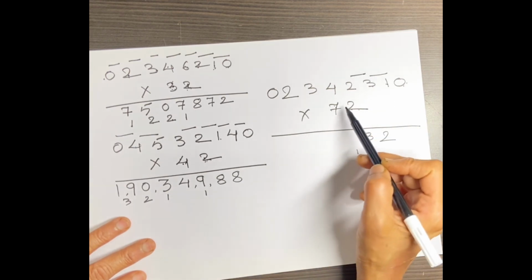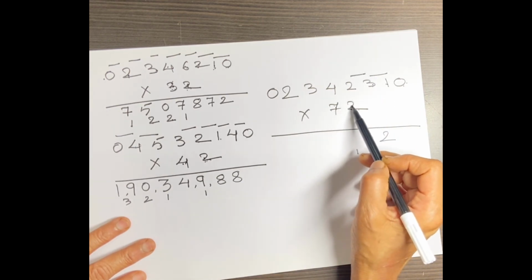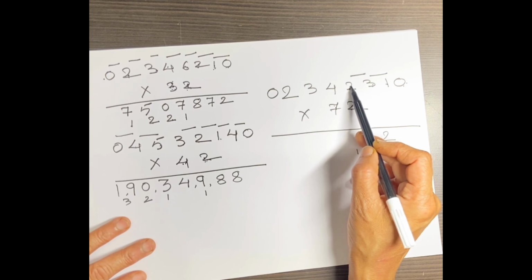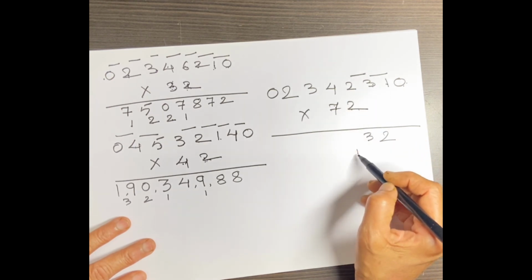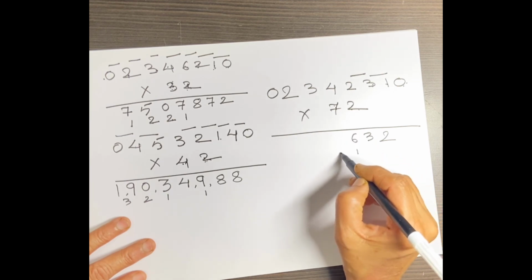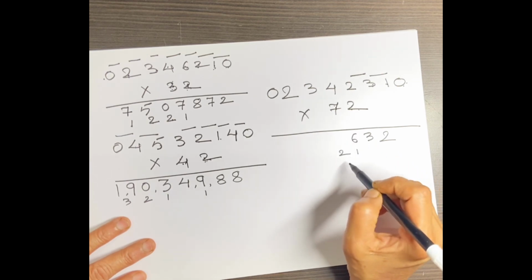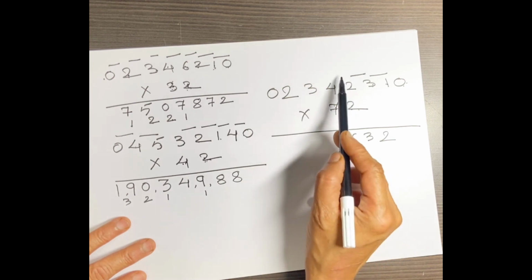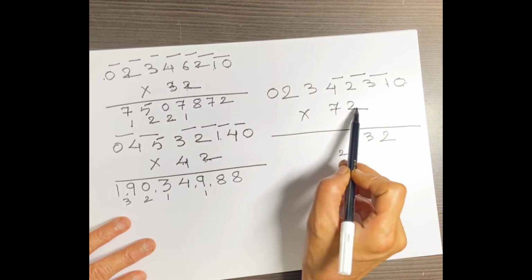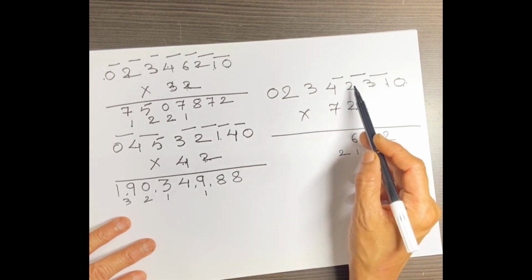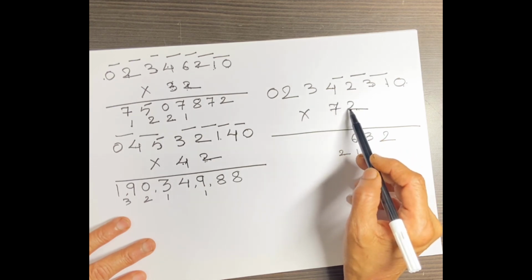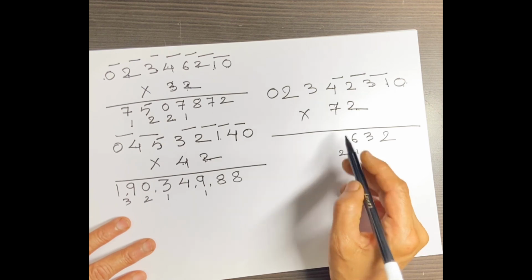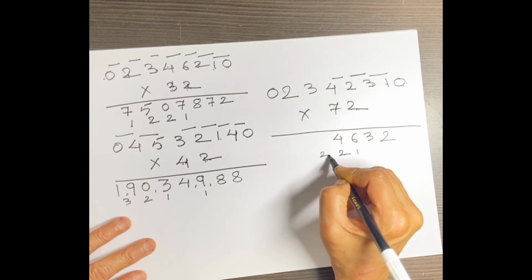Now next pair, 7 threes are 21. 21 plus 2 twos are 4. 21 plus 4, 25 plus 1, 26. I will write the units place and 2 will be carried over. Now next pair, 4 twos are 8. 8 plus 7 twos are 14. 14 plus 8, 22. 22 plus 2, 24.